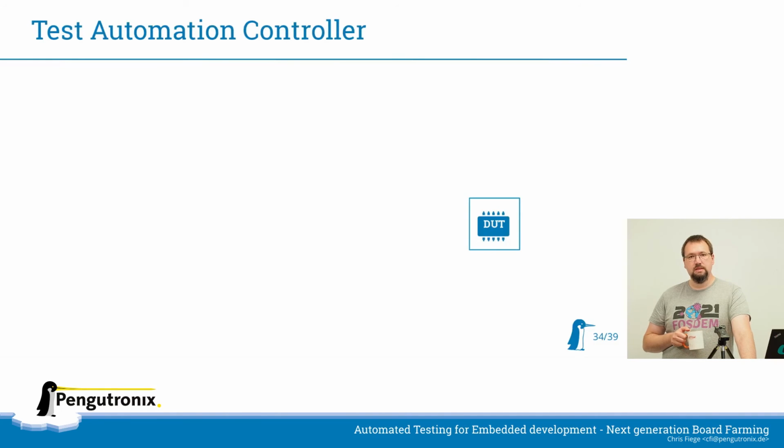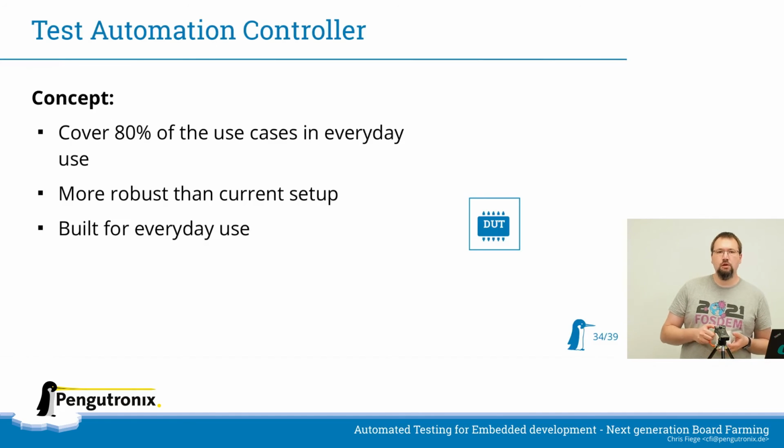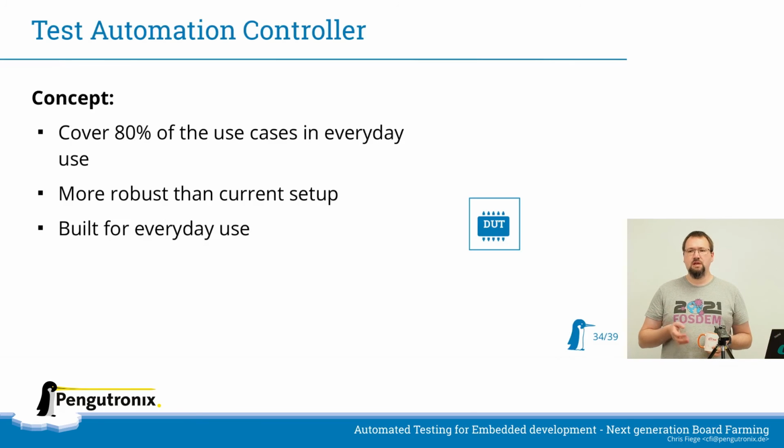Okay, what's our idea to do that? The idea now is we want to have a single test controller that serves one device under test. And we want to build that test automation controller in a way that it serves around the 80% use case. So we do not want to cover everything we find in our labs, but at least the most part of what we find in our labs with a single device.